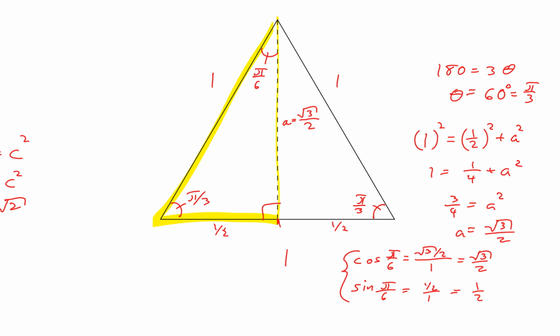Now let's look at pi over 3. So the cosine of pi over 3 equals, we have adjacent, which is 1/2, divided by 1. And then the sine of pi over 3, well, that's the opposite over the hypotenuse, so it's going to be root 3 over 2 divided by 1. So look at this one and these guys. Note how the values are the same, but they're flipped between the cosine and the sine.